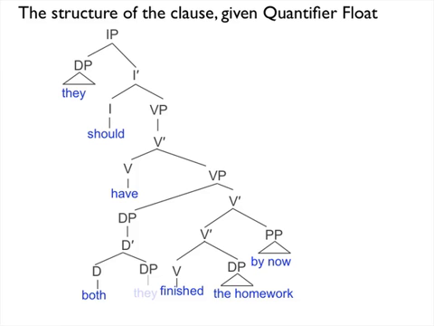And the quantifier, some quantifiers. Now why is it just the ones that do, right? There aren't that many. Both, how many? Each can do it. Each student, each of them. They should have each finished their homework by now. That one works, right? But not all of them, right? Only a few.